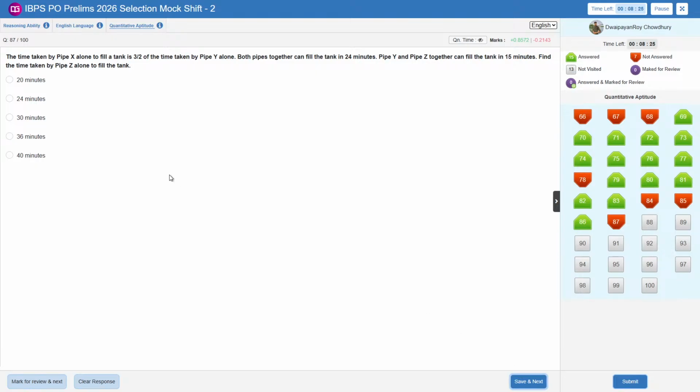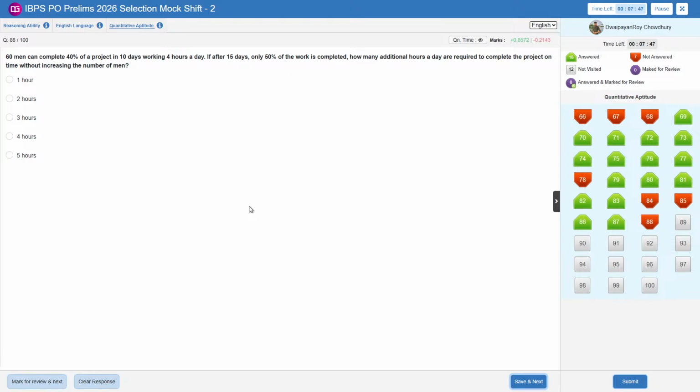The time taken by X alone to fill is 3 by 2 time taken by Y alone. So X and Y. So X takes more time. So if X takes 3, Y takes 2, this is time, then efficiency is 2 to 3. Both pipes can fill the tank. So with 5 efficiency, it can be filled in 24 minutes. Y and Z can fill the same tank in 15 minutes. So let me check their efficiency. So 3, 8. 8 is Y and Z. So Z is 5. So Z alone can fill in 24 minutes.